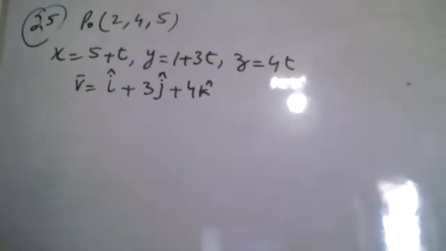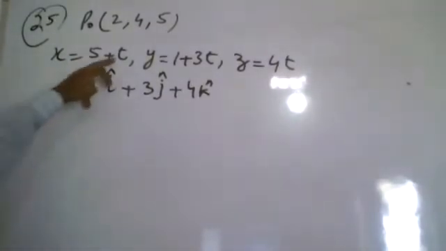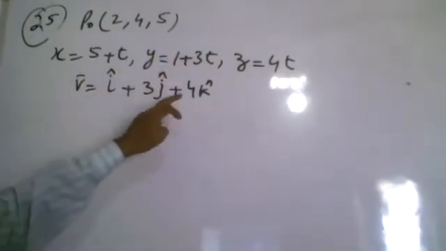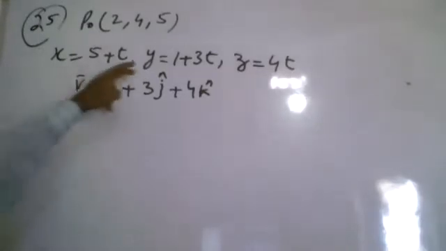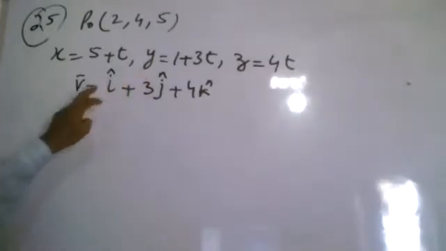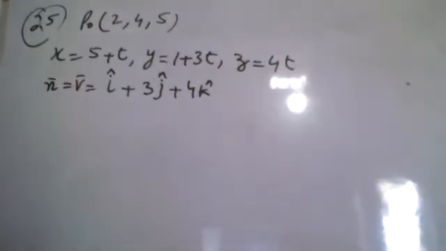First of all, we found the vector parallel to the line, that is 1i plus 3j plus 4k. So this is the vector v which is parallel to the line. We have to find the equation of a plane which is perpendicular to this vector. So this vector v is equal to n, the normal vector to the plane.